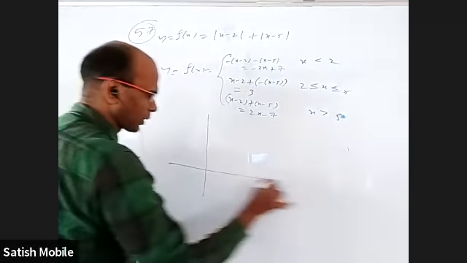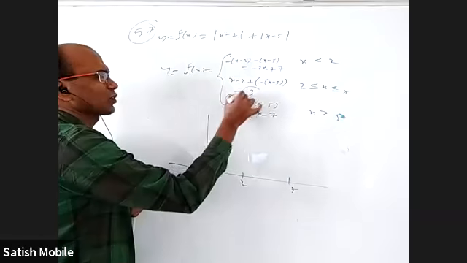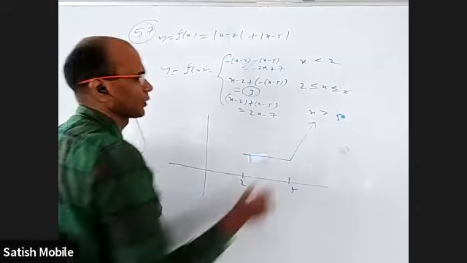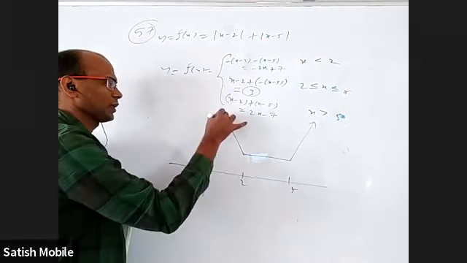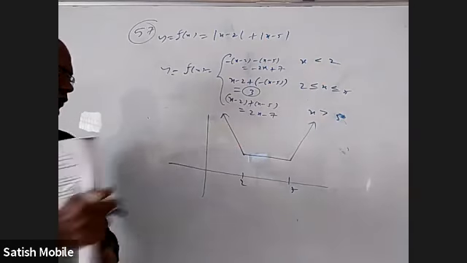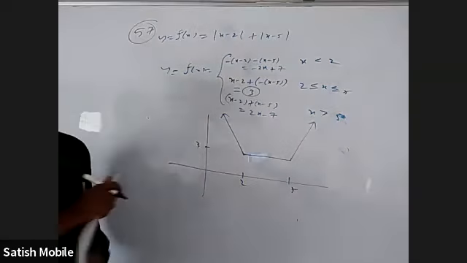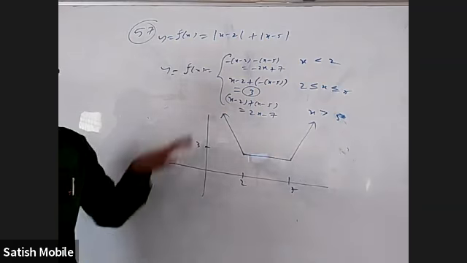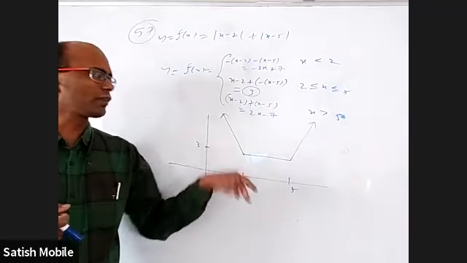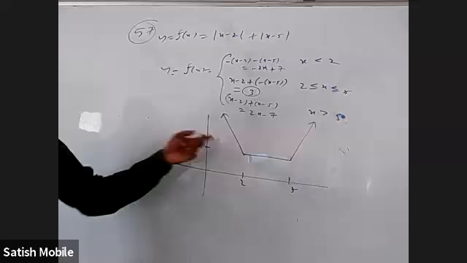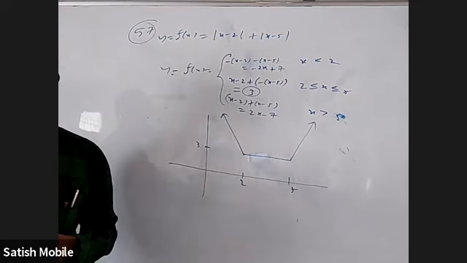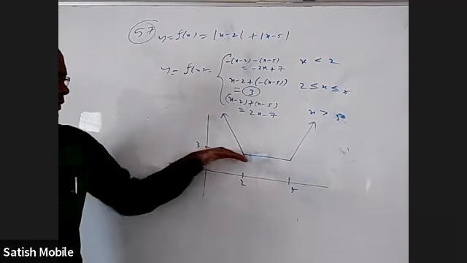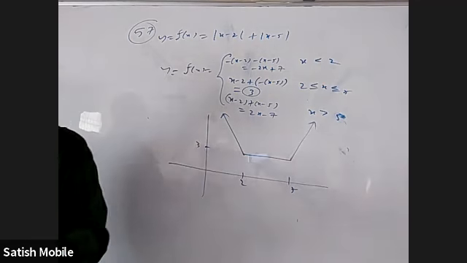If you draw all of them properly, between 2 and 5 it is constant 3. After 5 it is a straight line with slope 2. Before 2 it is a straight line with slope minus 2. This is a graph whose minimum value is 3. Just from this graph, can you tell me whether it's a one-one function or not? No. If you draw a horizontal line, it will intersect twice. For two different x values the y values are the same, so it is not one-one. From the graph, what is the range? Look at all the y values of these points. The minimum is 3, so the range is closed 3 to infinity.